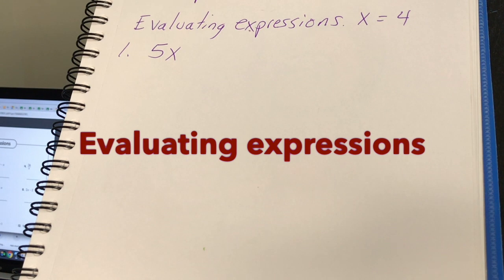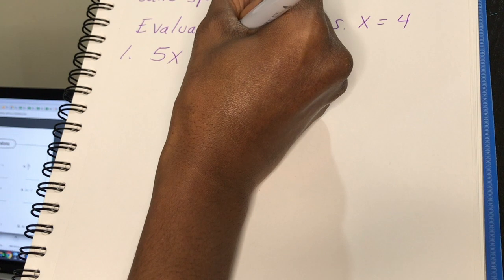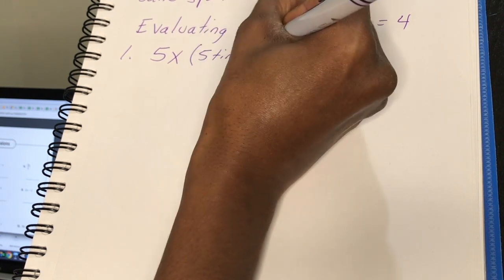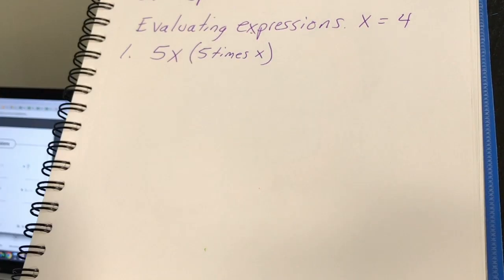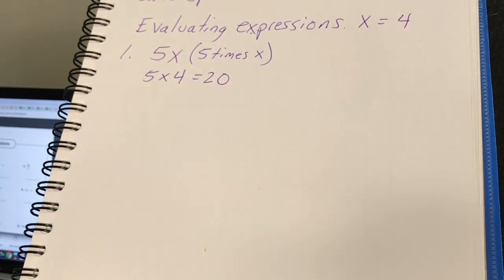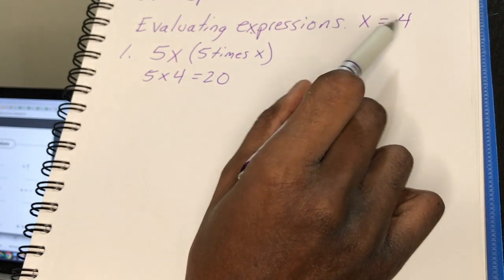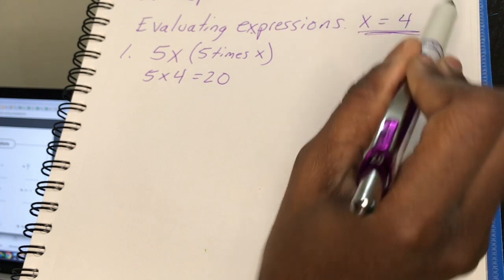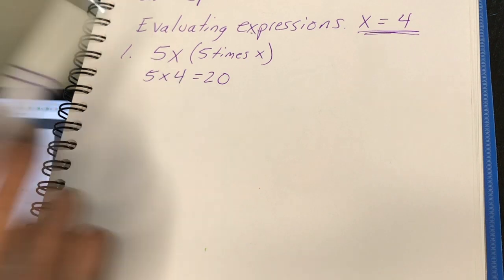Okay, so 5x. 5x is the same as 5 times x. So I'm going to put that here. 5 times x. Okay, so since 5x is 5 times x, if x is 4, 5 times 4 equals 20. So that's all you're doing. You're substituting the x for what it actually is, the value. So x is 4. The value of x is 4. So 5x becomes 5 times 4.